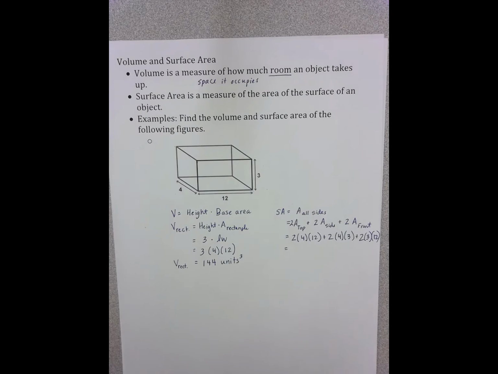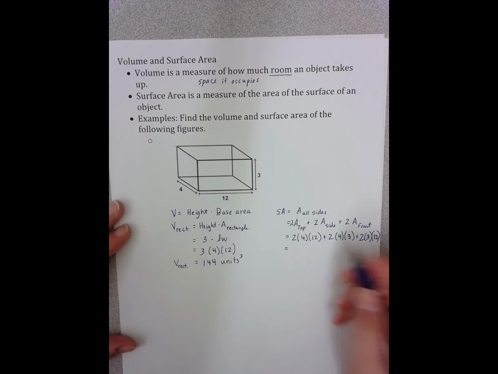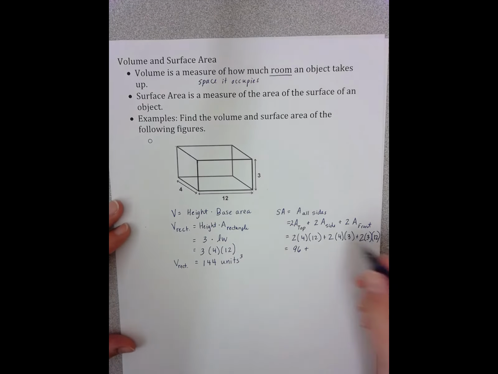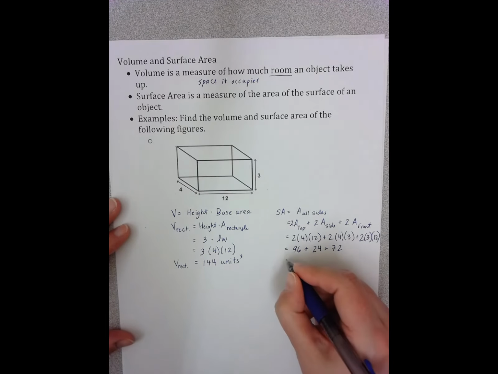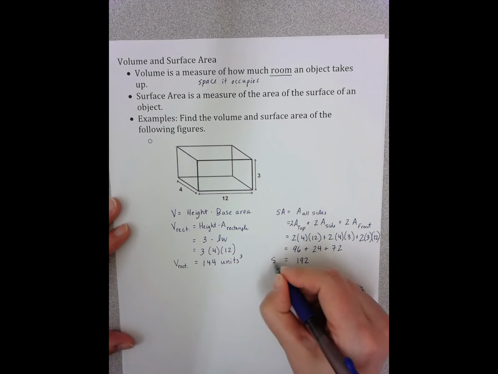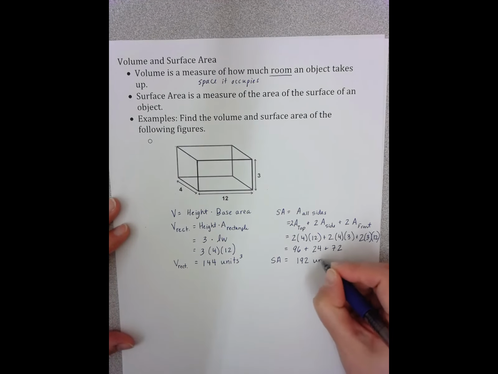I then simplify each of these. 2 times 4 times 12 is 96. 2 times 4 times 3 is 24. And 2 times 3 times 12 is 72. I add these values and I get that the surface area is 192 units squared.